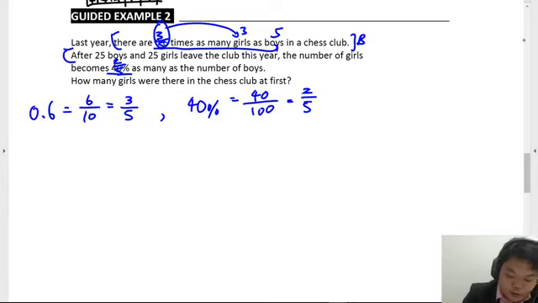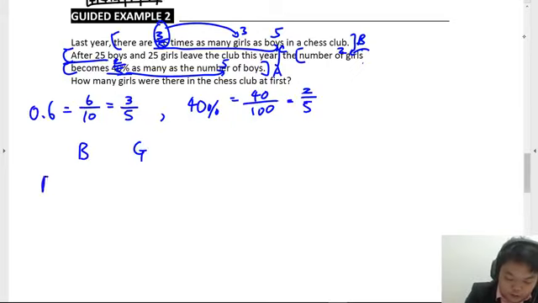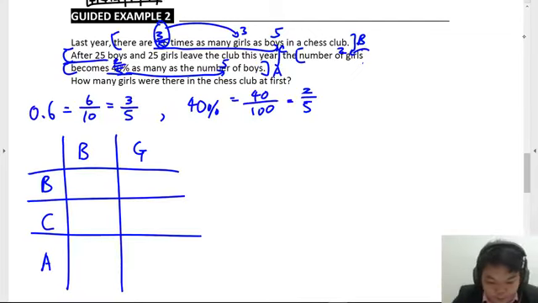There is this change over here, and now the number of girls becomes 2/5 as many as the number of boys. So this 5 goes to boys, this 2 is supposed to go to girls. Okay, so now you have boys and girls. Let's draw out the before, change, and after table and tabulate the information first.